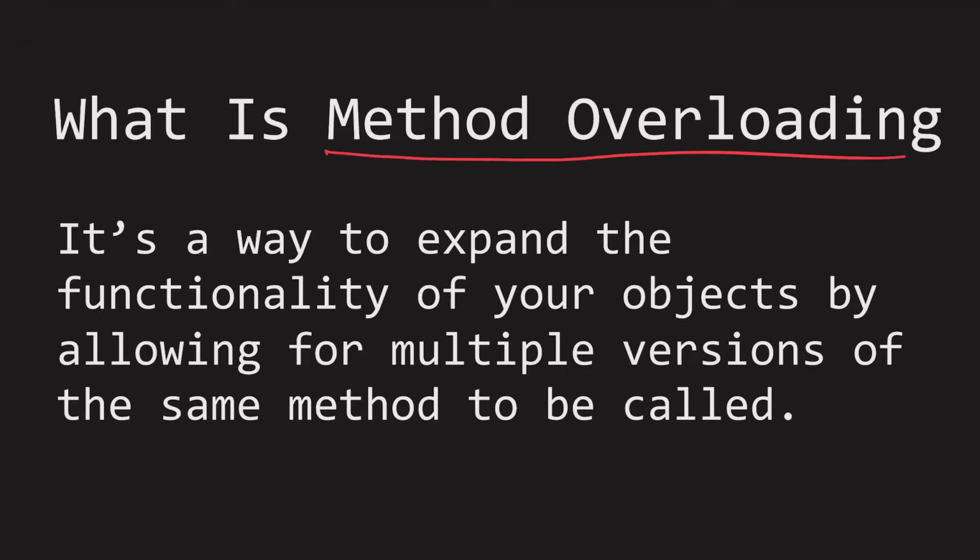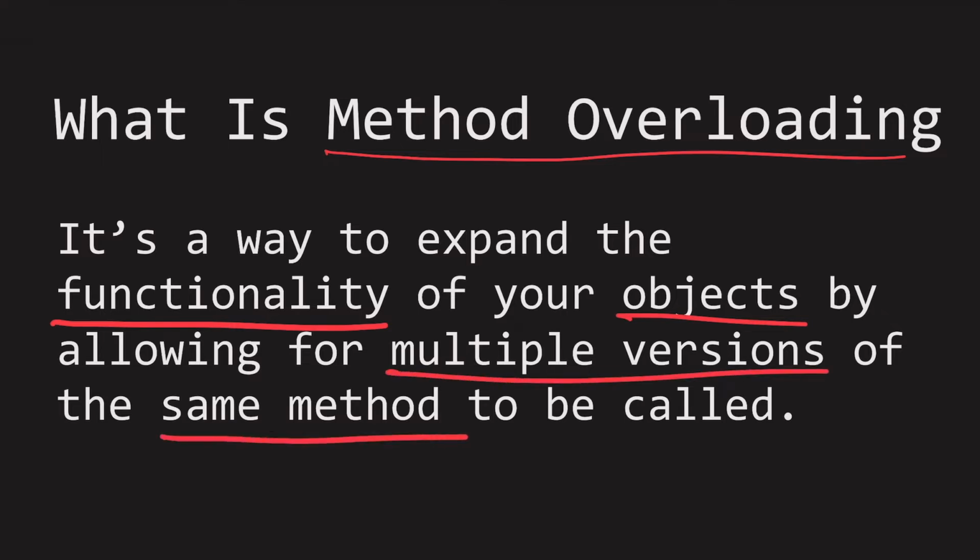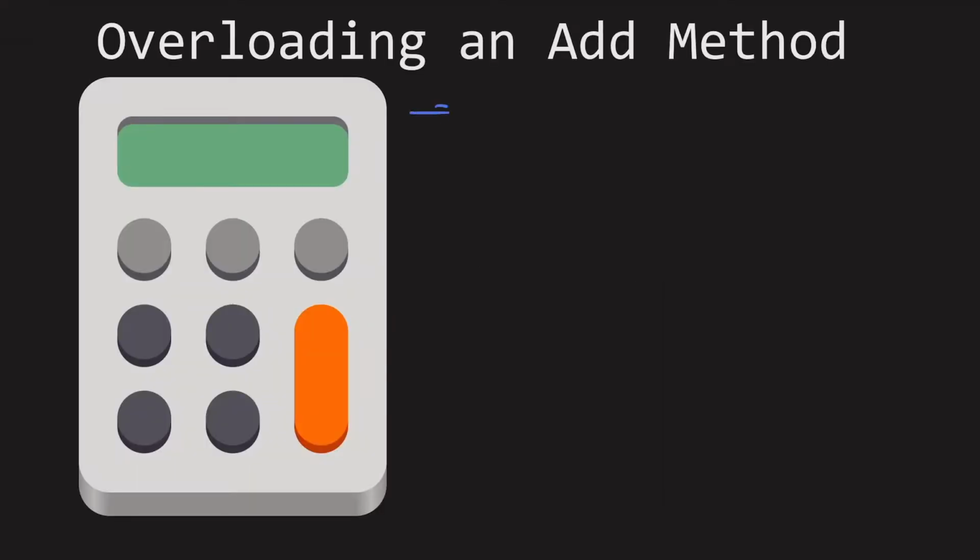What is method overloading? It's a way to expand the functionality of your objects by allowing for multiple versions of the same method to be called on that object. Say this is our calculator object in our code, and we want this calculator to be useful, so we want to give it an add method.